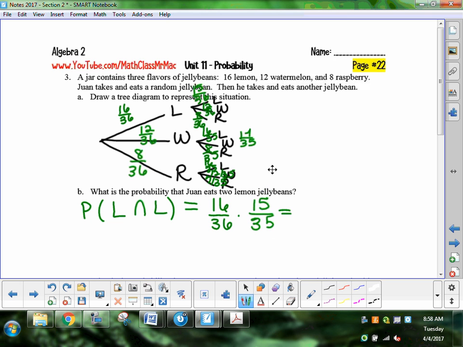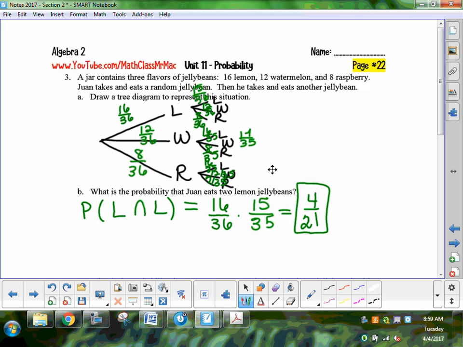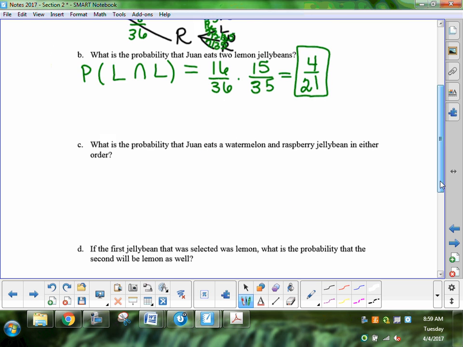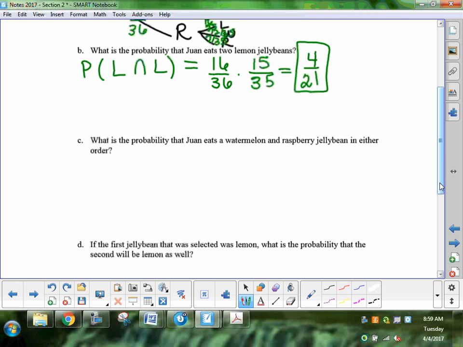Hands up. We'll wait for 6 of you that can tell me what this probability is going to be. This is why I don't worry about reducing, because if you type something in the calculator, it will reduce it. Fraction. 4 out of 21. This is just a straight up this given this. Lemon and lemon. Next one.